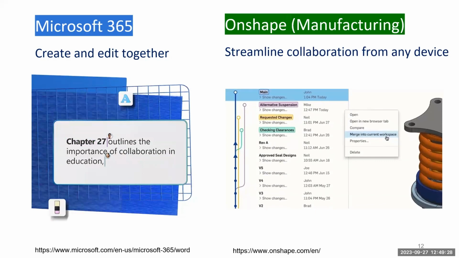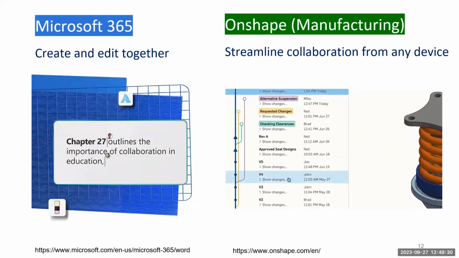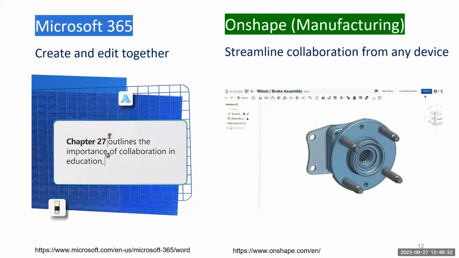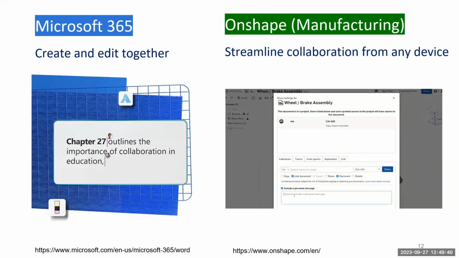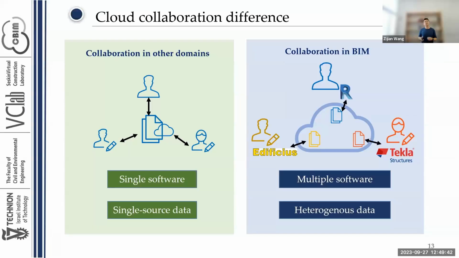Similarly, in our neighborhood, the manufacturing industry also has Onshape. It can allow different users to access the same model and show the modification in real time. However, there are some differences in cloud collaboration between their industry and our industry. The most obvious one is that they rely on a single software, such as Word or Onshape.